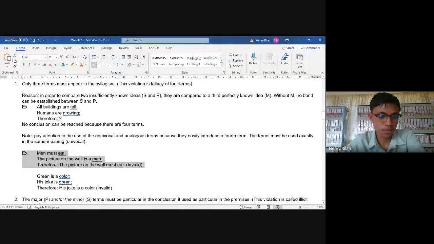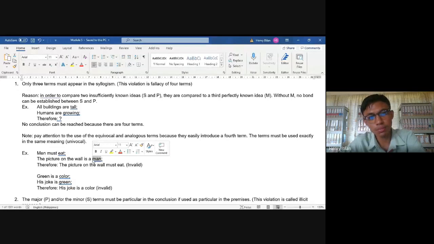Pareho bang ibig sabihin ng men dito, men must eat? So, this word men would refer to us living beings. Tayong mga buhay. Kasi kumakain tayo. So, we must eat. But the word man here is only a picture. So, hindi naman pwedeng kakain ng picture. Parehong tao, pero magkaiba kasi ito, una, humihinga. Ito, hindi na humihinga. This is a living thing. This is just a thing because it does not live. So, analogous yung term natin dito, hindi univocal.